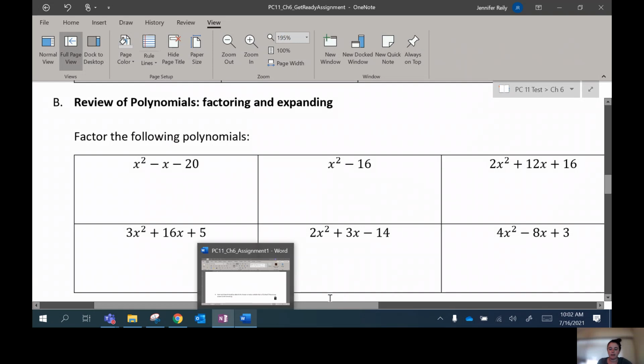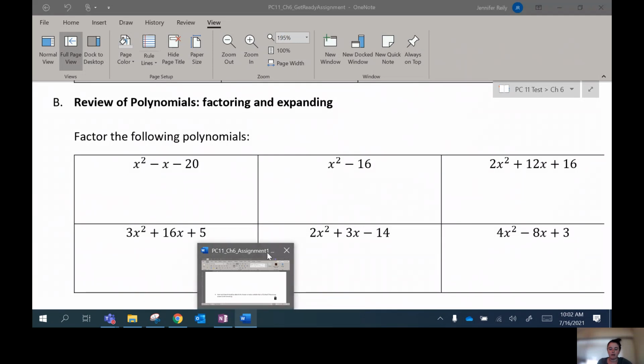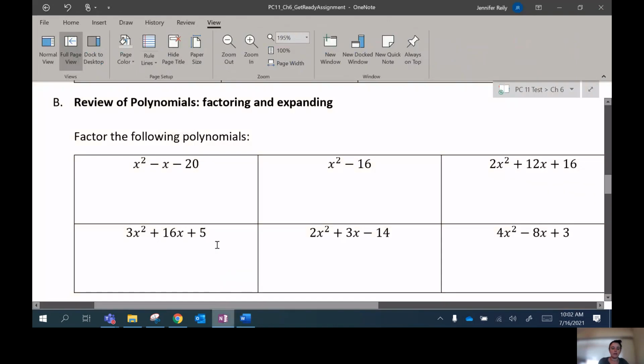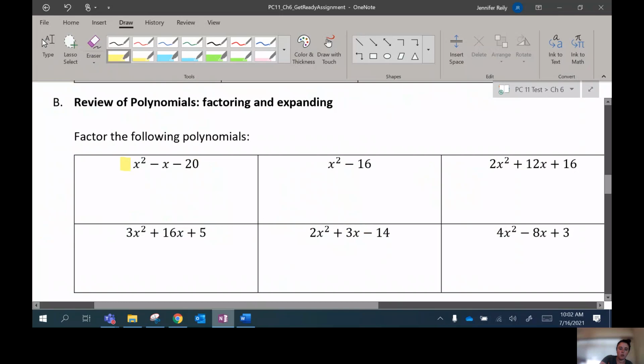Feel free again to stop the video here and try these on your own, see how much you can remember. Oh, sorry, that's not what I want here. Okay, so when the leading coefficient is 1, we can simply use the following trick. We're thinking of two numbers that have a product of -20 and the sum of that middle term, which is -1. The two numbers are -5 and 4. So then we would simply just write our factors like this: x minus 5, x plus 4. -5 times 4 is -20, and when you add them together, they're -1.